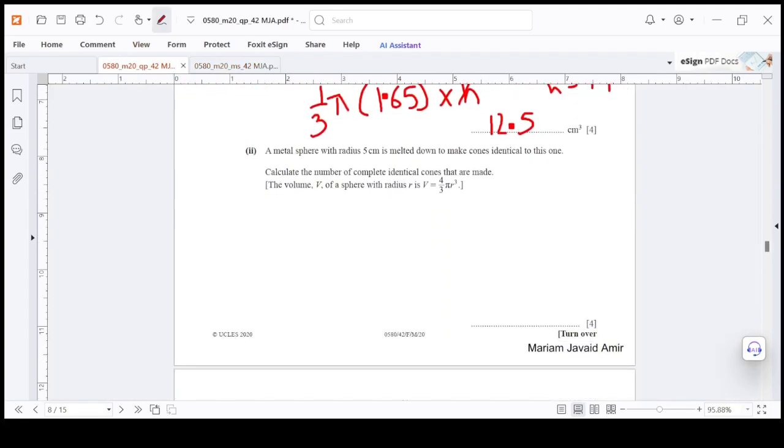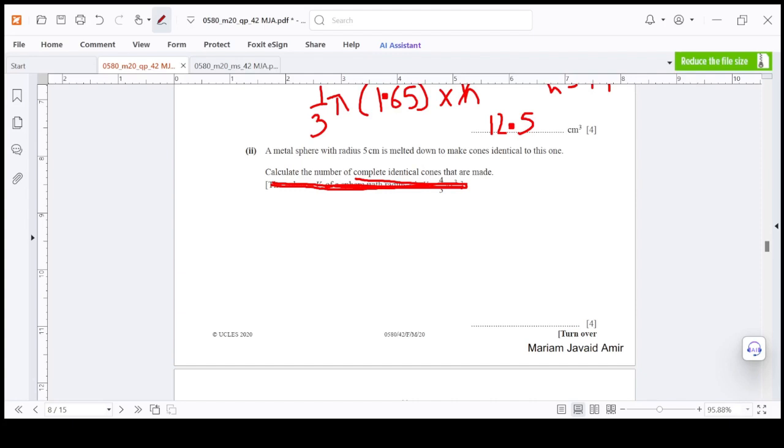Moving on, a metal sphere has a... again, why did I not delete these? Please know that these should be deleted. Hopefully in the link that I'll share underneath the video, these will not be here. The formulas will not be underneath the question, but in the formula sheet.